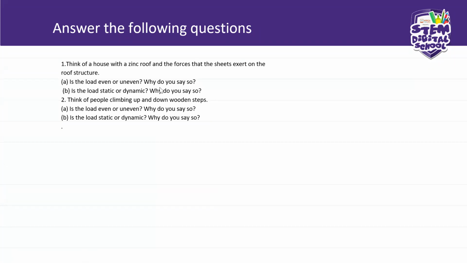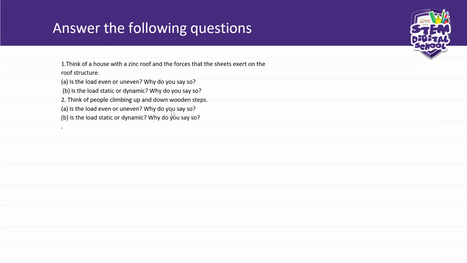Why do you say so? The load is even. Amra, you are correct. The force is static because those corrugated iron sheets stay in one place. Okay, it's even load, static force. Okay. Then think of people climbing up and down wooden steps. Is the load even or uneven?